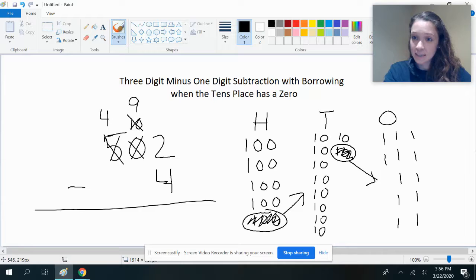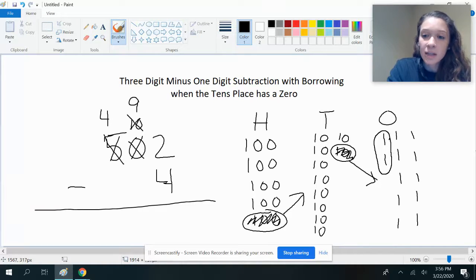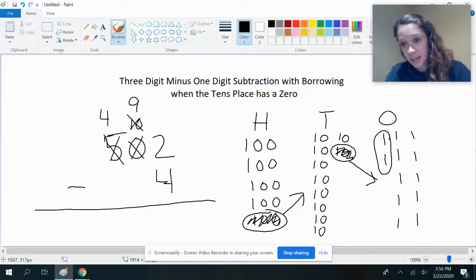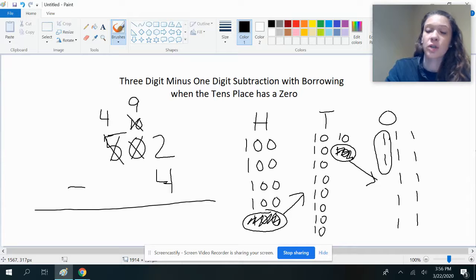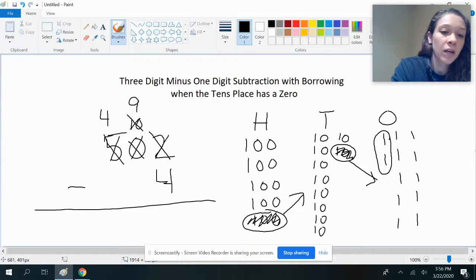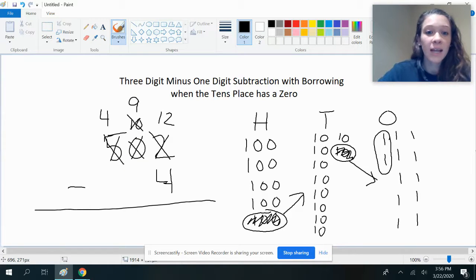And now let's look at my ones place. Remember, we started with these 2 ones, and then we added a 10. So that means 2 plus 10 is 12, so I should have 12 ones now. So I'm going to cross out this 2, and I'm going to make it into a 12. Okay, now I finally have enough ones to take away 4.